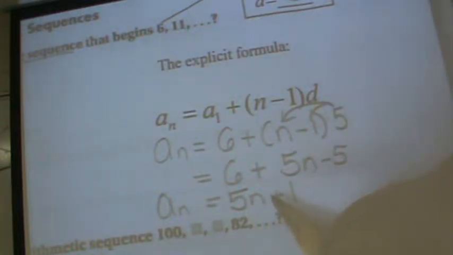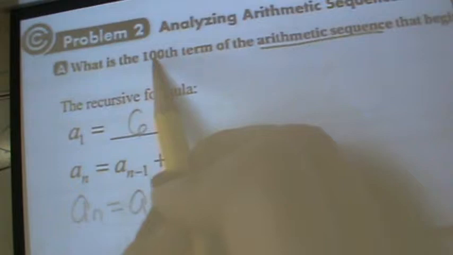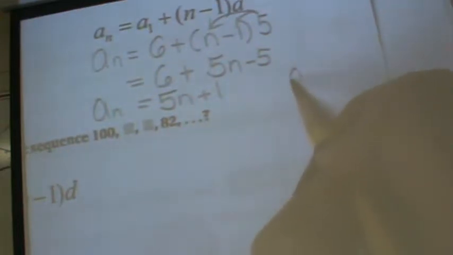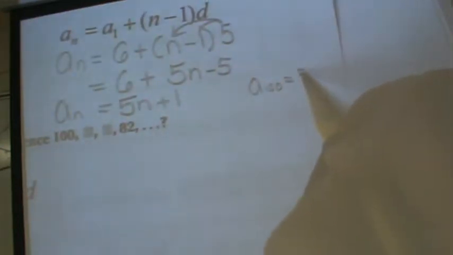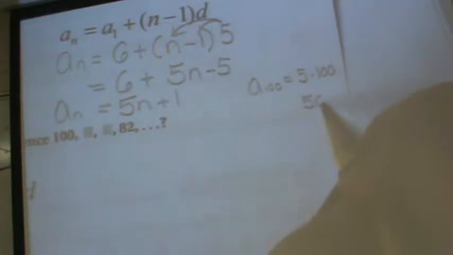So n still represents the term you're looking for. If I said, hey, find the 100th term in the sequence, because it says, what is the 100th term? All you do is do 5 times 100. So A 100 would be 5 times 100, which is 500 plus 1 is 501.